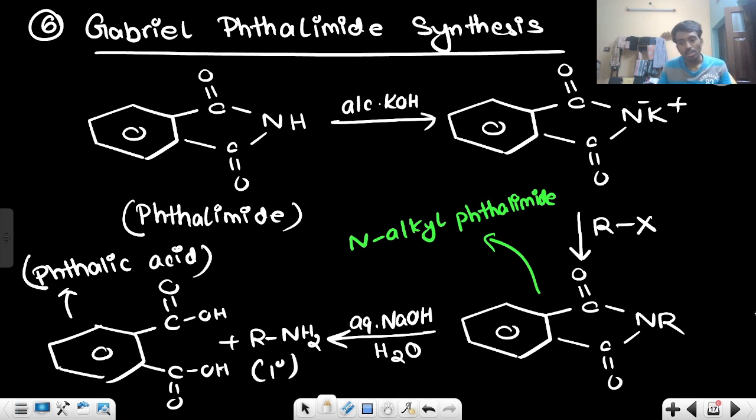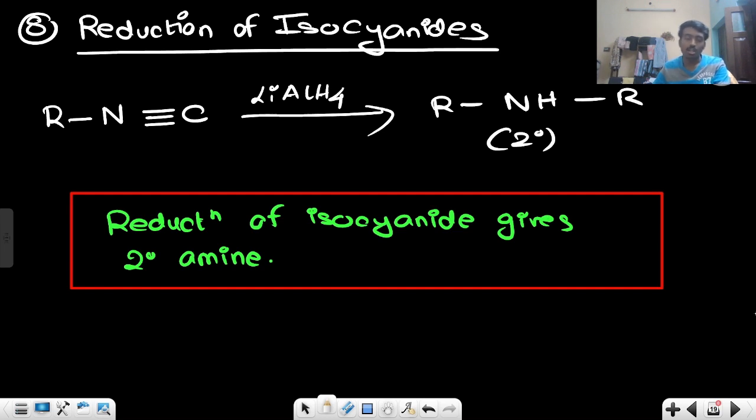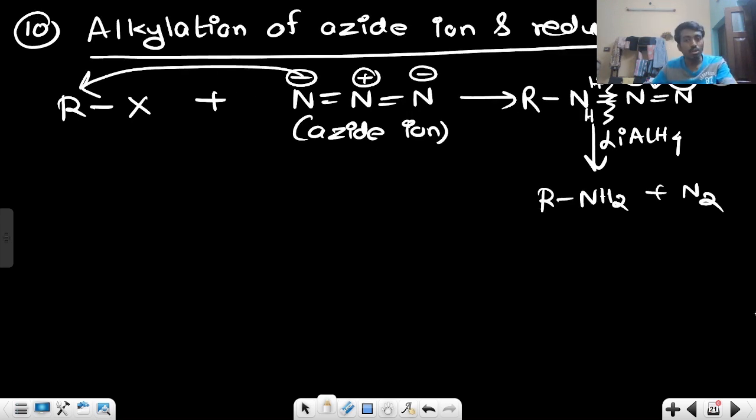Okay. Next one. Reduction of nitrile. If you use a reducing agent, you will get amine. Isocyanide: reduction of isocyanide gives 2 degree amine, not 1 degree amine. Cyanide gives 1 degree amine. Isocyanide gives 2 degree amine. Okay. Oximes. If you reduce the oxime, you will get RCH2NH2. Azide, if you reduce, you will get RNH2 and the nitrogen gas that was there will be thrown out.